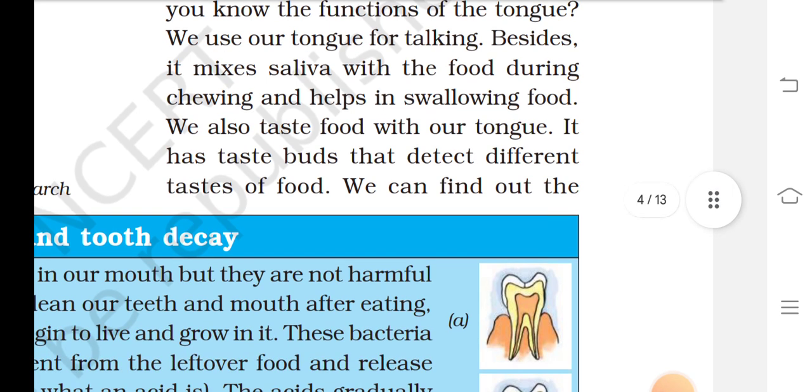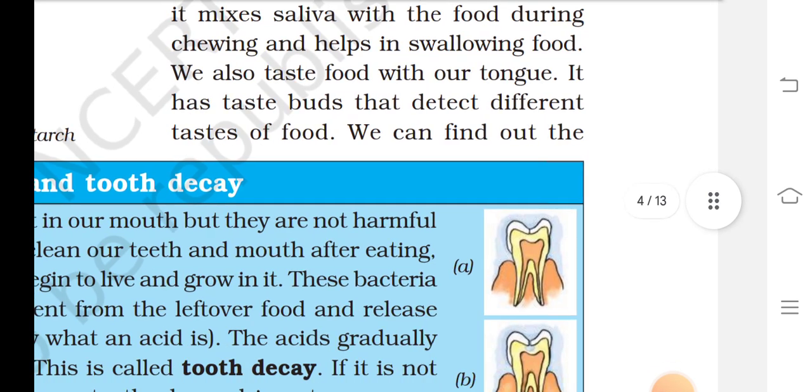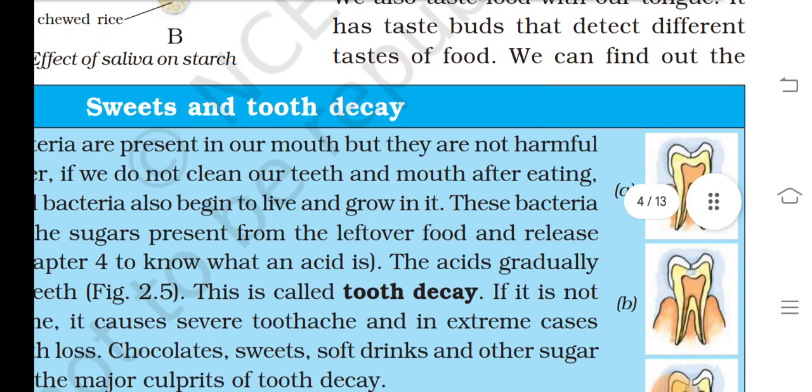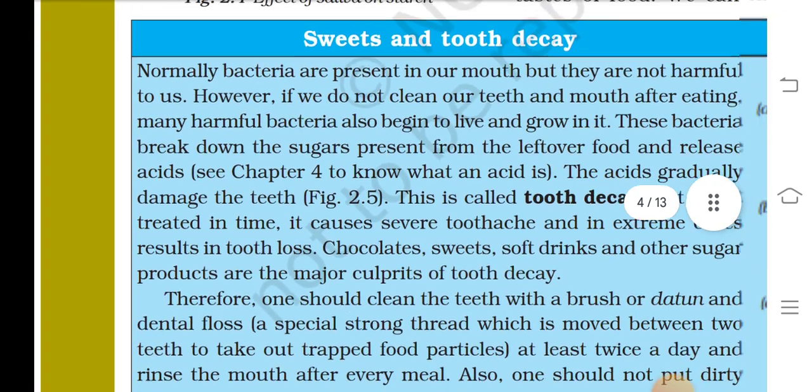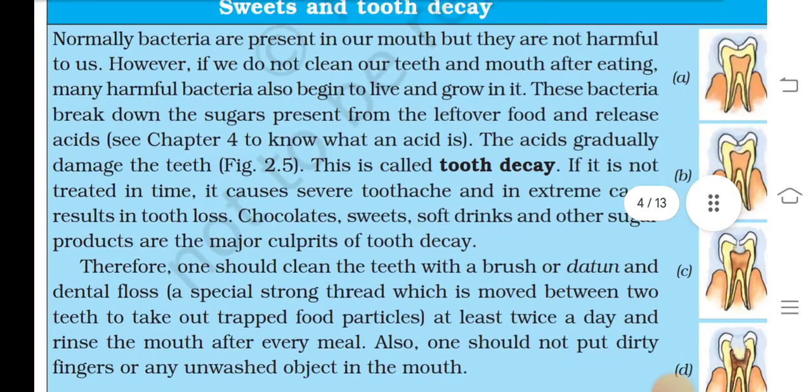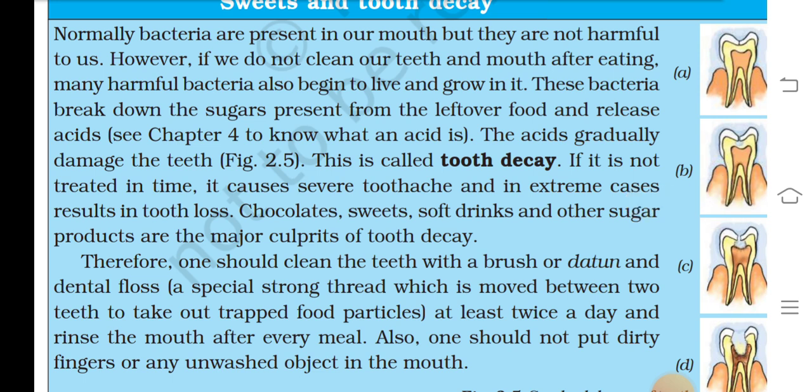We also taste food with our tongue. It has taste buds that detect different tastes of food. We can find out whether food is sweet or salty. Normally bacteria are present in our mouth, but they are not harmful to us.